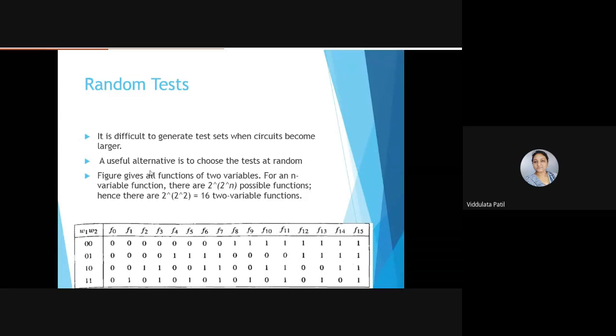Now here we have taken one example that has two input variables, W1 and W2, and then we have all the functions for two variables. Suppose we have only one input variable. How many combinations for the input will there be for one input variable?